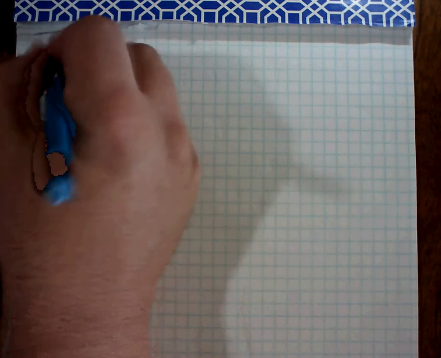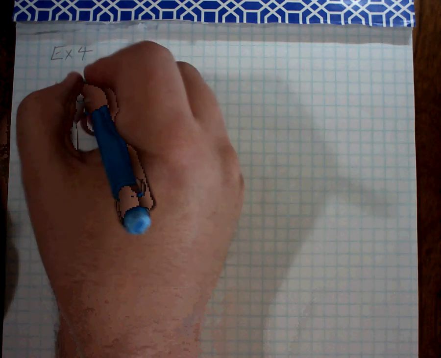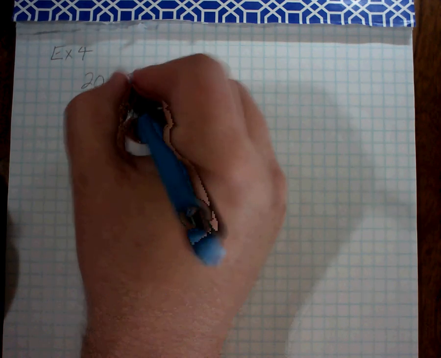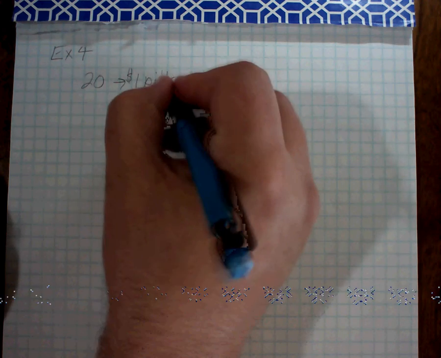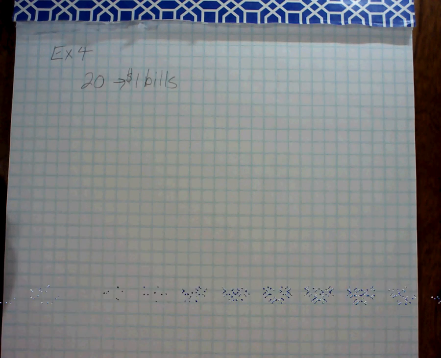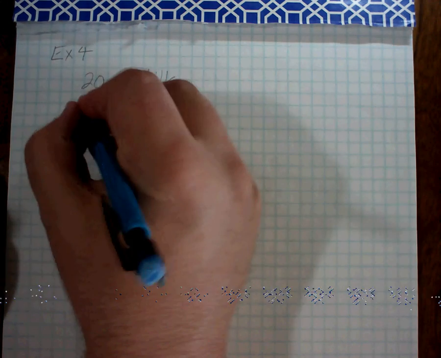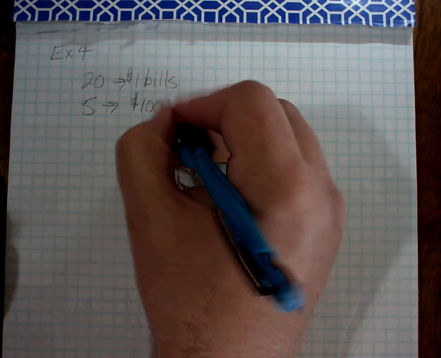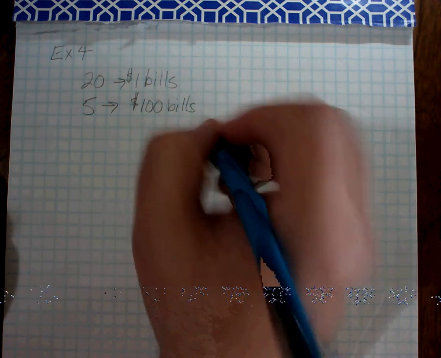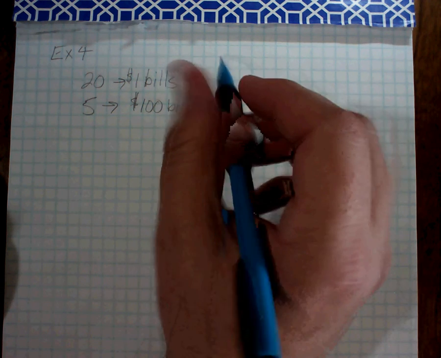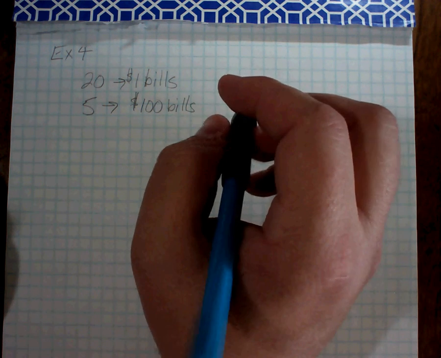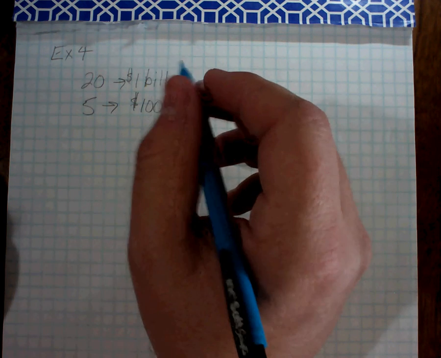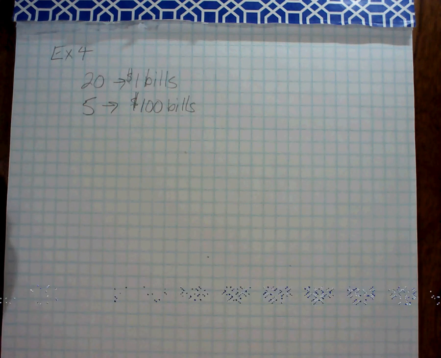So now for example number 4, now that we kind of know what we're doing, we're being given a scenario where it says a bag contains 20 $1 bills. So we have 20 $1 bills. Okay, and then we have 5 $100 bills. That's $520, by the way, if you're wondering. You randomly draw a bill from the bag and set it aside, and then randomly draw another bill from the bag. Find the probability of what will happen.